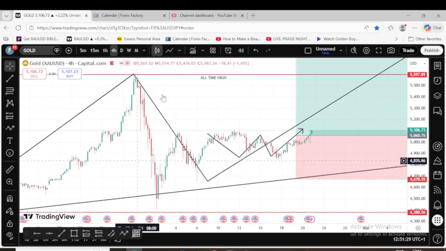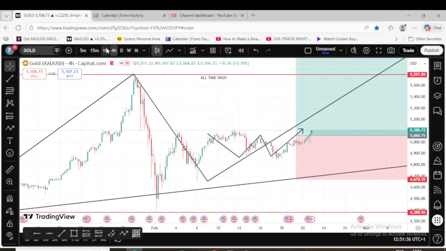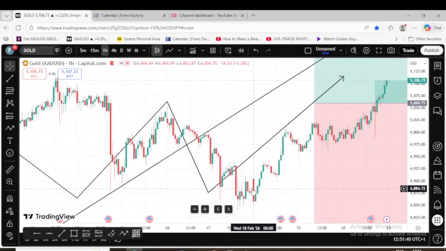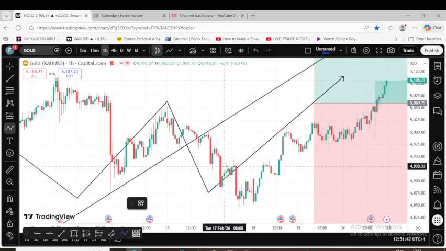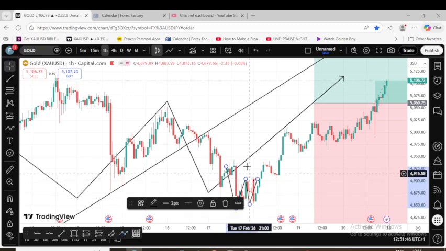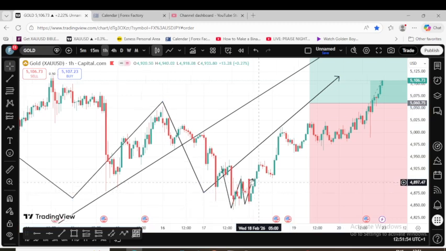Okay, so it's a W pattern here. So we're expecting a new impulsive move on the daily time frame because there's a daily W here. Then we'll go down to the 1-hour time frame and see. You can see that there's a W here, and there was an opportunity to enter a trade at this point, which is a little bit disappointing to me that I missed that entry.